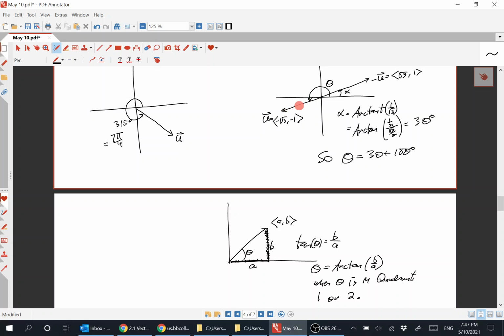So if your vector is not in quadrant 1 or 2, if you're in quadrant 3 or 4, what you can do is negate the vector, and that flips it through the origin. So here's u, here's the negative of u. Right? Find the angle for the negative, and then add 180 to that, right? Because this is a straight line. So it's 30 plus 180, so that's 210 degrees. Okay?